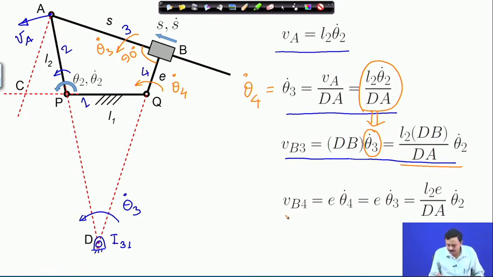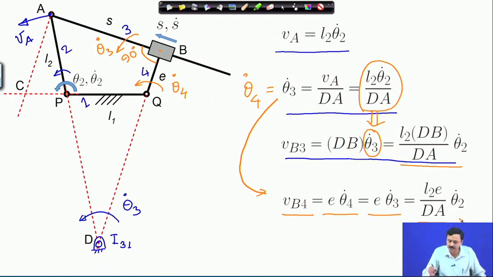Now, I relate V_B4, which is a point on link 4. B4 is a point on link 4, and V_B4 is the corresponding velocity of that point on link 4. That must be E times theta 4 dot, E being the offset, as you can see from the figure. Now, theta 4 dot is equal to theta 3 dot. So, I can replace this, and since I have that expression of theta 3 dot, I use it here and I get V_B4.